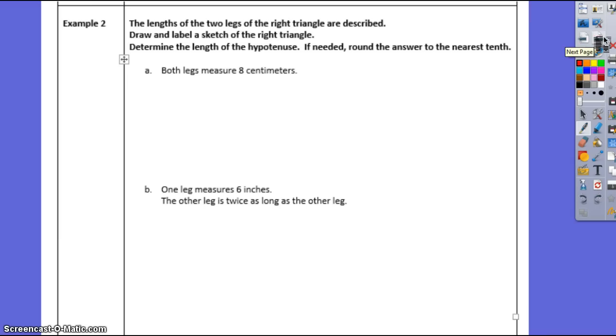Okay, there's two parts to this one. You have to draw your triangle, label it, and then find the C. For A, both legs measure 8 centimeters long. So you're going to want to try to make a triangle that looks like they're pretty equal. Draw it, put your right angle sign in there, and label your sides, 8 and 8. This is C. So while you're working your notes, hold up your answer on your board.